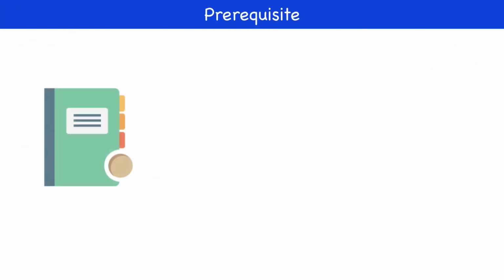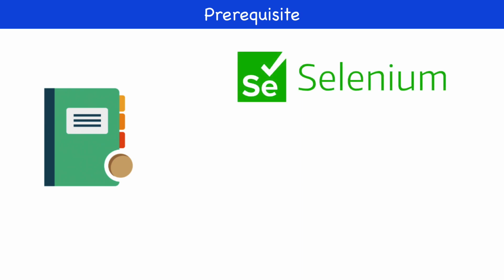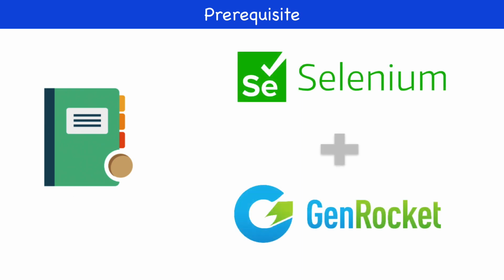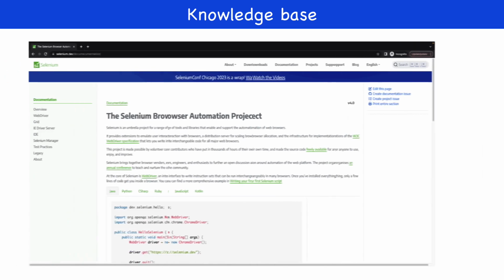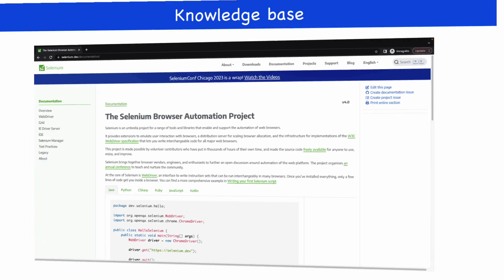The important prerequisites required for this integration activity are Selenium setup, which helps to create the automation scripts, and GenRocket to perform the synthetic data generation. We highly recommend familiarizing yourself with GenRocket and Selenium tools by referring to their respective knowledge base portals.